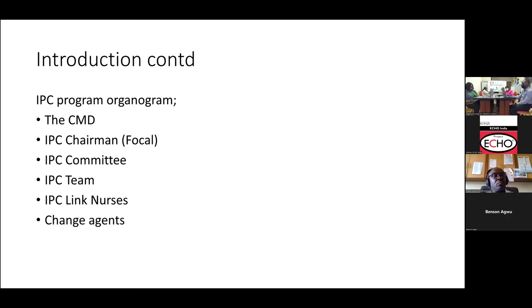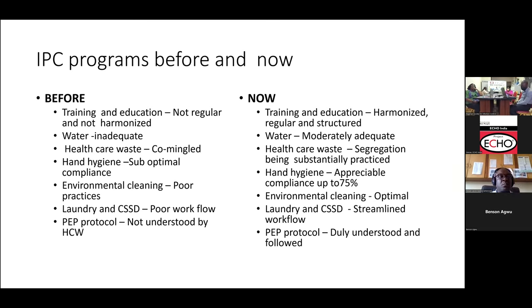Now, the organogram of IPC ranges from the highest authority to the least receiving end, which is the ward staff, the healthcare workers. We have the CMD, and we have the chairman of the IPC committee, who is the focal person of IPC in the facility. We have the IPC committee proper, which cuts across all disciplines, like the laboratory scientists, the doctors, the nurses, the environmentalists, and all that. Then we have the IPC team, the trained link nurses, and also change agents in the facility. All these work together to ensure that IPC programs are achieved in our facility.